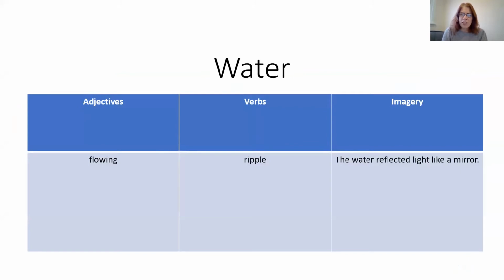So an adjective to describe water is that it was flowing. A verb is to ripple. Water can ripple. And the simile that I've used in the imagery column is the water reflected light like a mirror. Remember, if you're writing similes, that word like will appear or as will appear. Metaphors are when you are stating that water is something else.